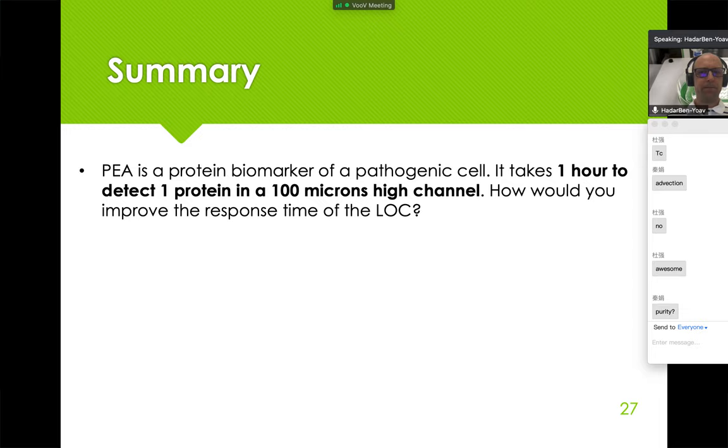And tells you, 1 hour is too long. How can I improve the lab on a chip performance, the response time? What do you think? What will you tell him or her? How to improve the response time from 1 hour into shorter times? What do you think?